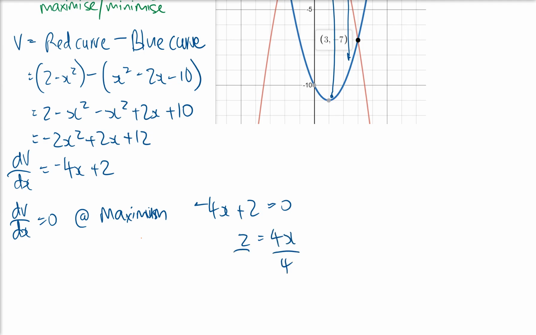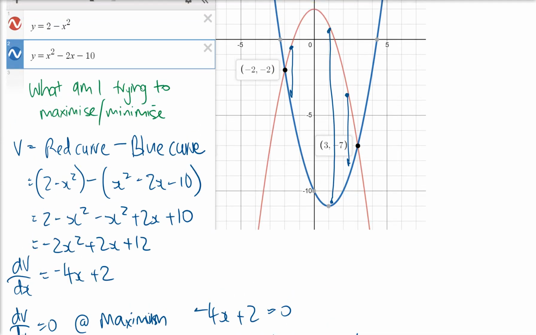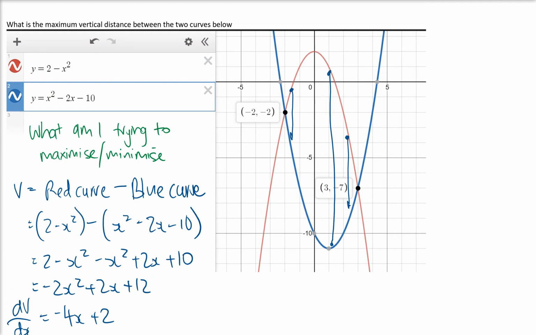So therefore x equals, that's a funky looking 2, that's a half. x equals a half. Happy with that? So what we're saying there is that on this graph, when x is a half, this is the maximum vertical distance just there and there. Okay.